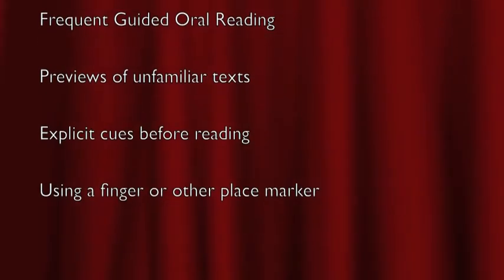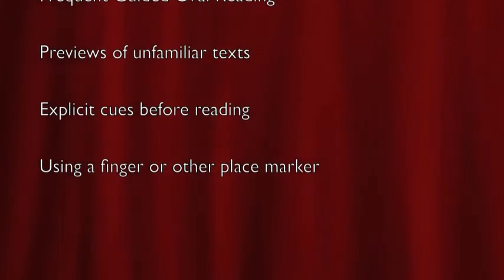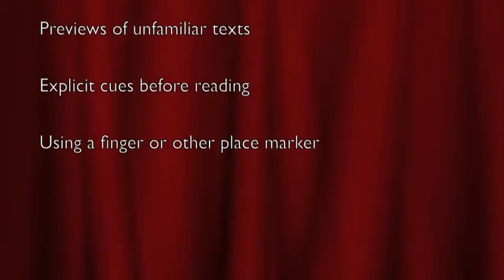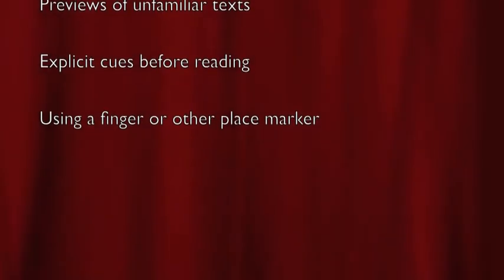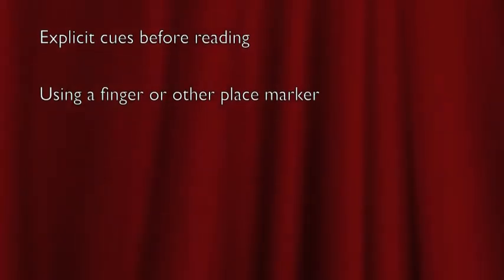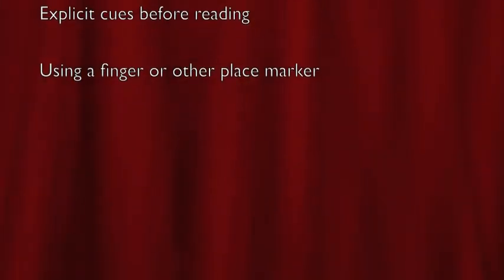Frequent opportunities for guided oral reading. Previewing of unfamiliar texts. Explicit cues before starting the reading process. Also, using a finger or other place marker to hold the place within the text as the child reads.